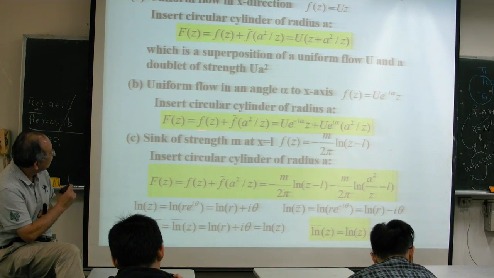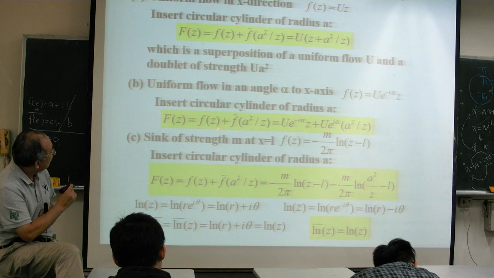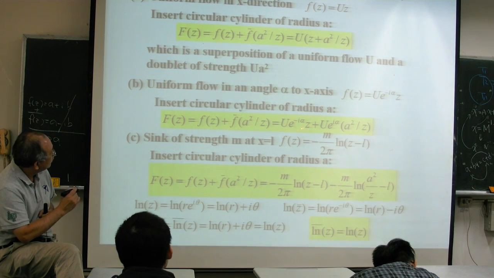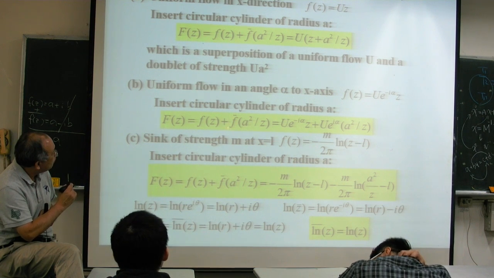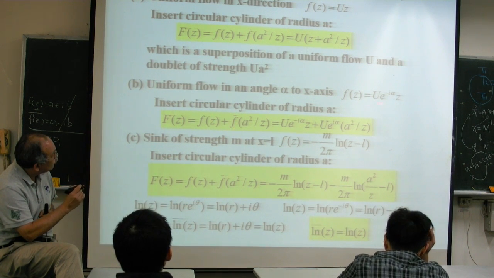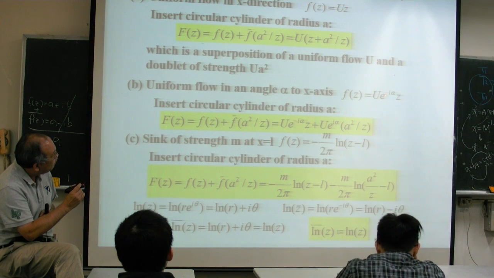This is the circle theorem, right? So it's the same: this F(z) is equal to this. This is the first term here. The second term, what happened? Because I have to take the complex conjugate of this, the complex conjugate of this becomes a plus sign here.